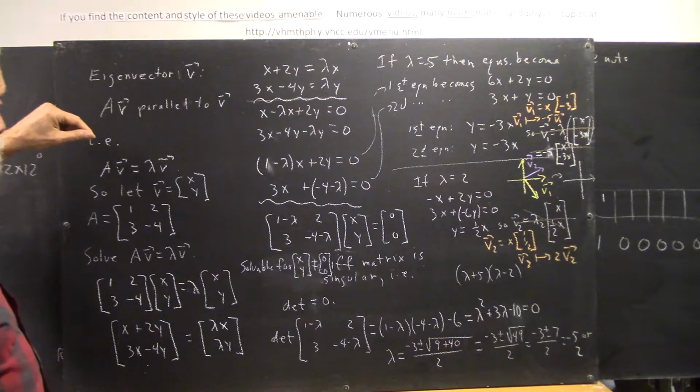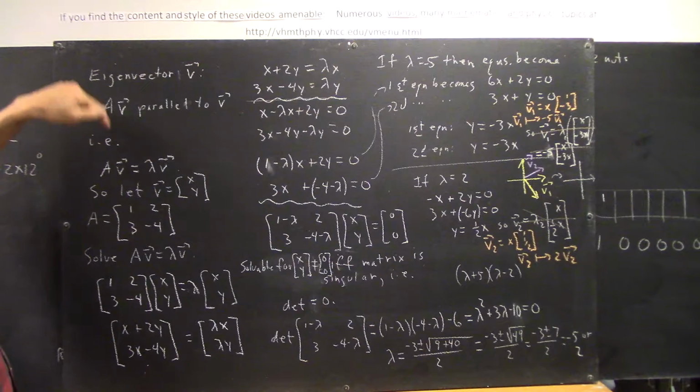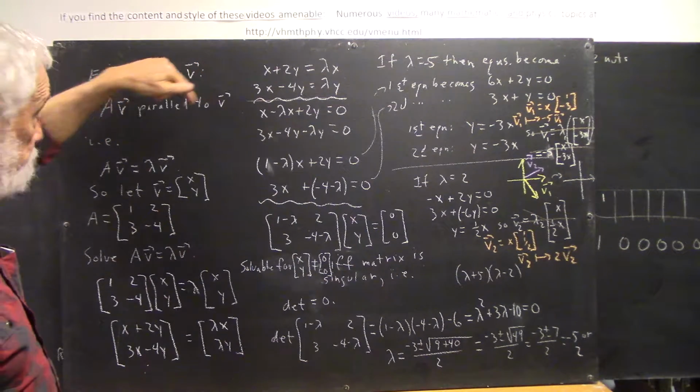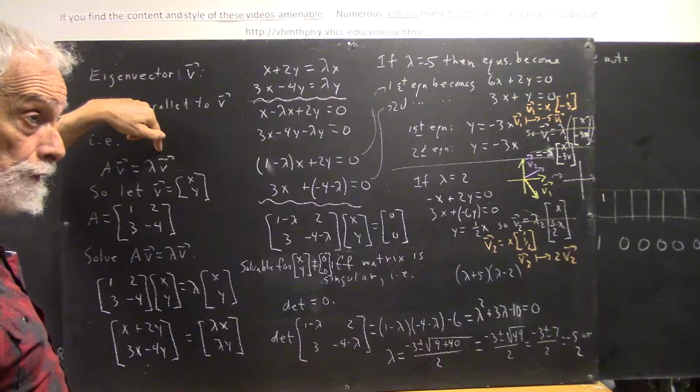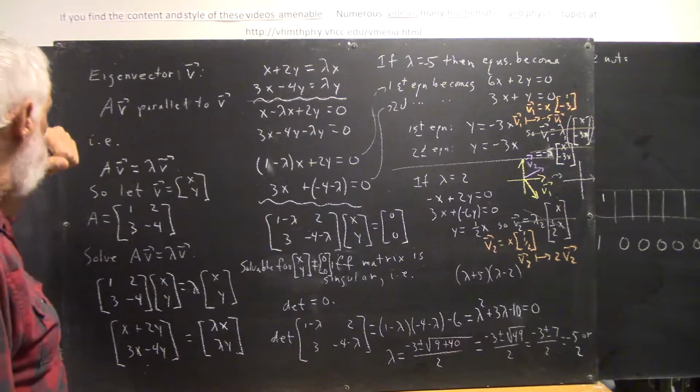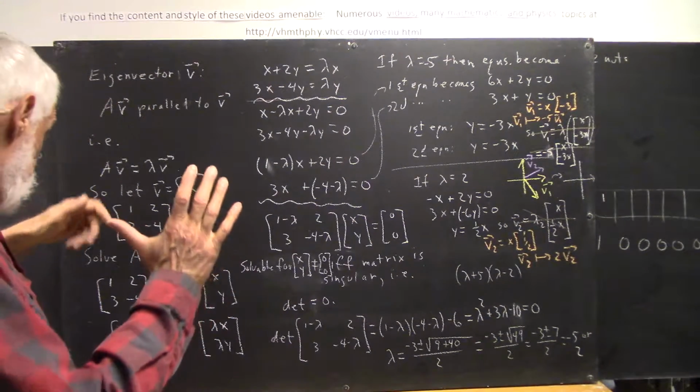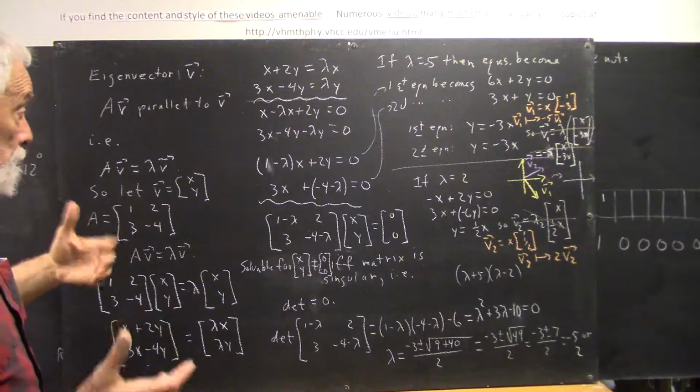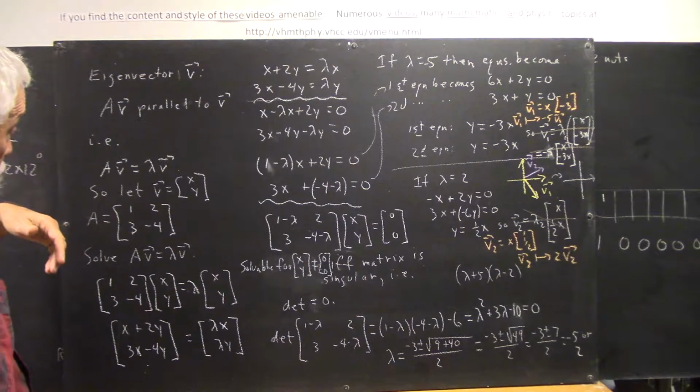Okay, so AV is parallel to V if AV is a multiple of V. Excuse me, I can't do anything about this, it's environmental.